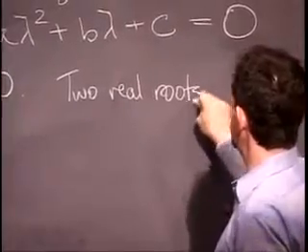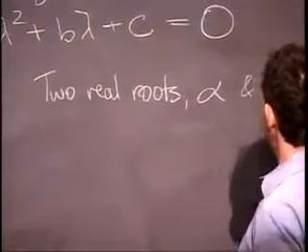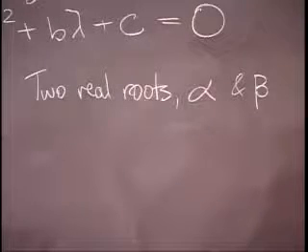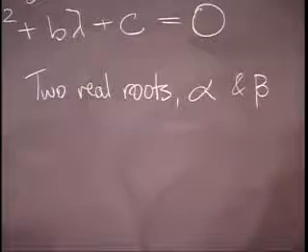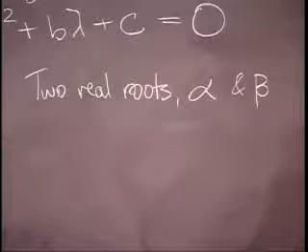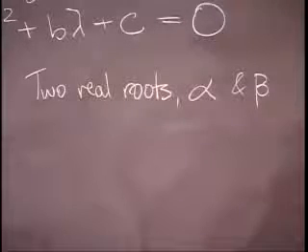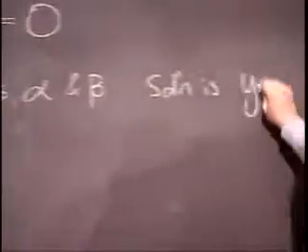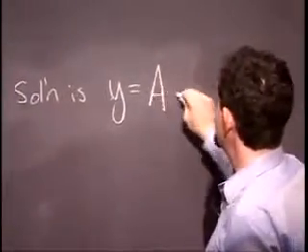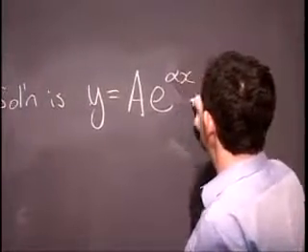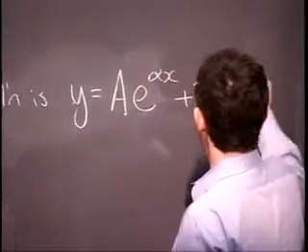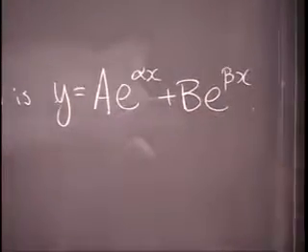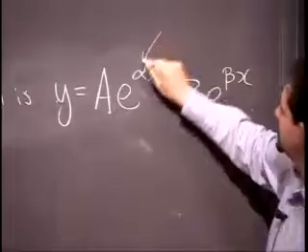Which I'm going to call alpha and beta. And in this previous example up there, alpha was 5 and beta was minus 4. It doesn't matter if you write them in the opposite order. So then, the solution is y is some constant, a, e to the alpha x, plus b, the other constant, e to the beta x. So you fill these in.